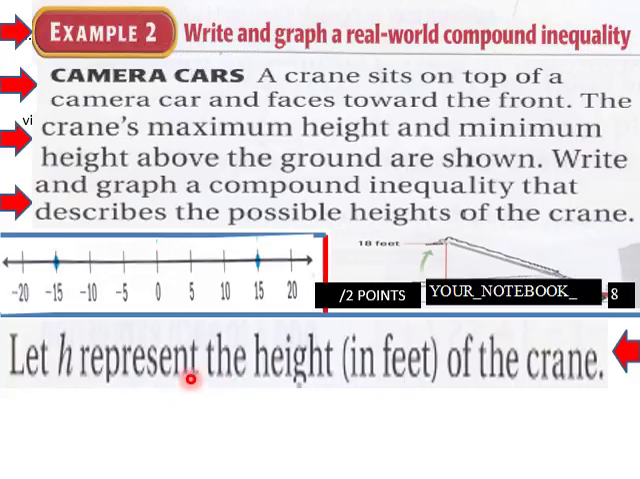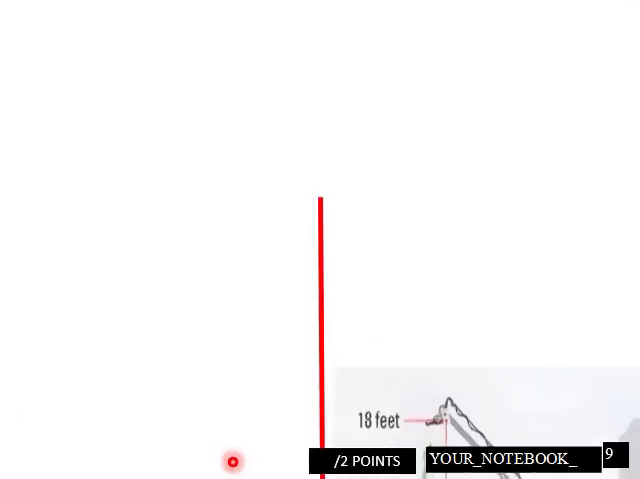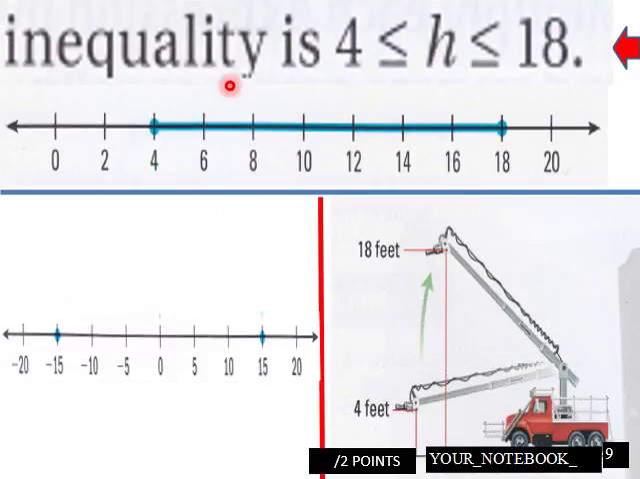So let's let the problem tell us. H represents the height in feet. So all possible heights are greater than or equal to 4. We have a min of 4, and then a max of 18 feet up here. So here it is, 18-foot max, 4 feet min. The inequality is 4 is less than or equal to h, and h is less than or equal to 18. Here would be that plot for the different heights for this camera car.